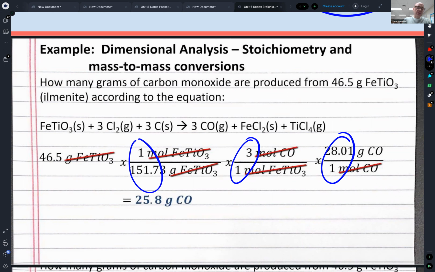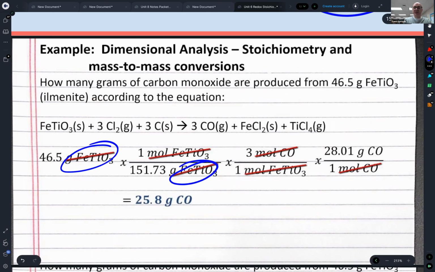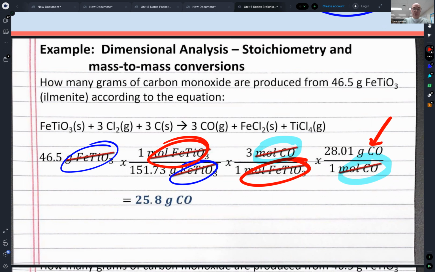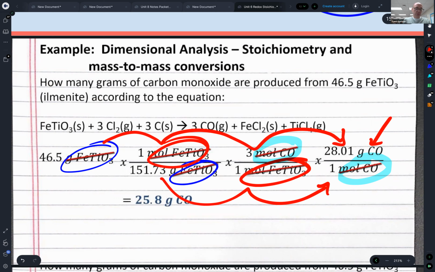Now, why are these values canceled out? Well, it's just the units that are canceled out, not the values. Notice they're the same down here, so they canceled out. Notice these are the same, so they canceled out. And then these are the same, so they canceled out. Left with only 1 unit, which is the one you desire. The question was, how many grams of CO are produced? You multiply all the numbers across the top, you divide by all the numbers across the bottom.